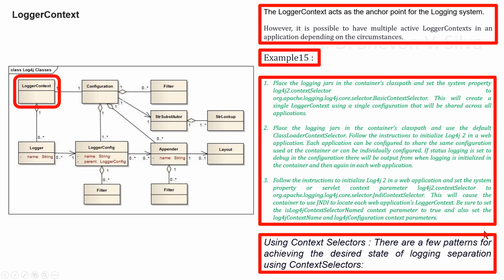The exact method for setting the system properties depends on the container. For Tomcat, edit $CATALINA_HOME/conf/catalina.properties. Consult the documentation for other web containers.